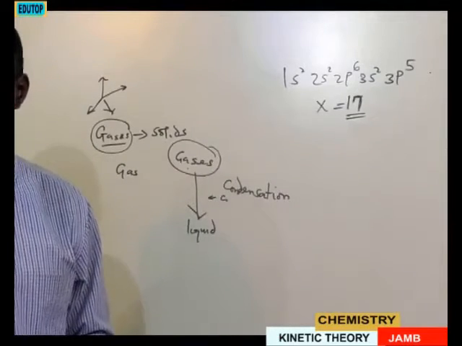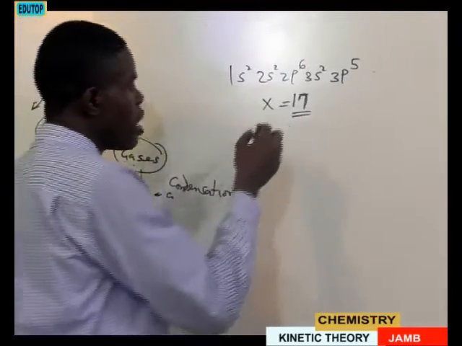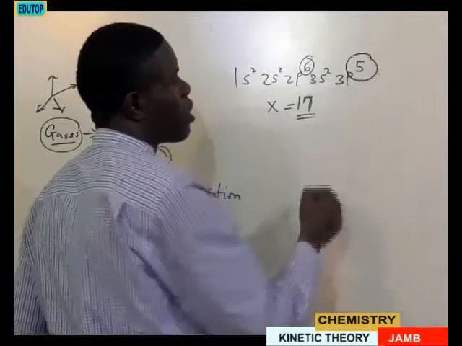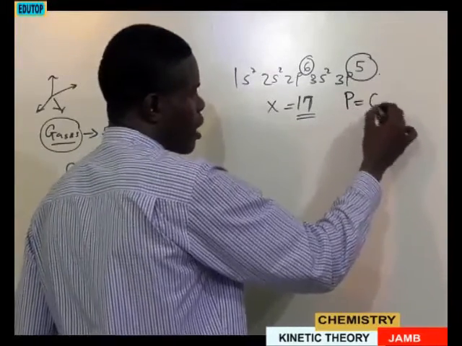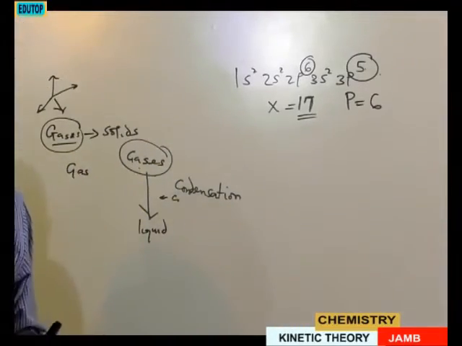Let's see some other ones. B, it has a completely filled p orbital. That cannot be true, because even if the orbital is completely filled here, it is not completely filled, because the maximum number of electrons for p orbital is what? 6, and here you have 5. So option B can never be true.